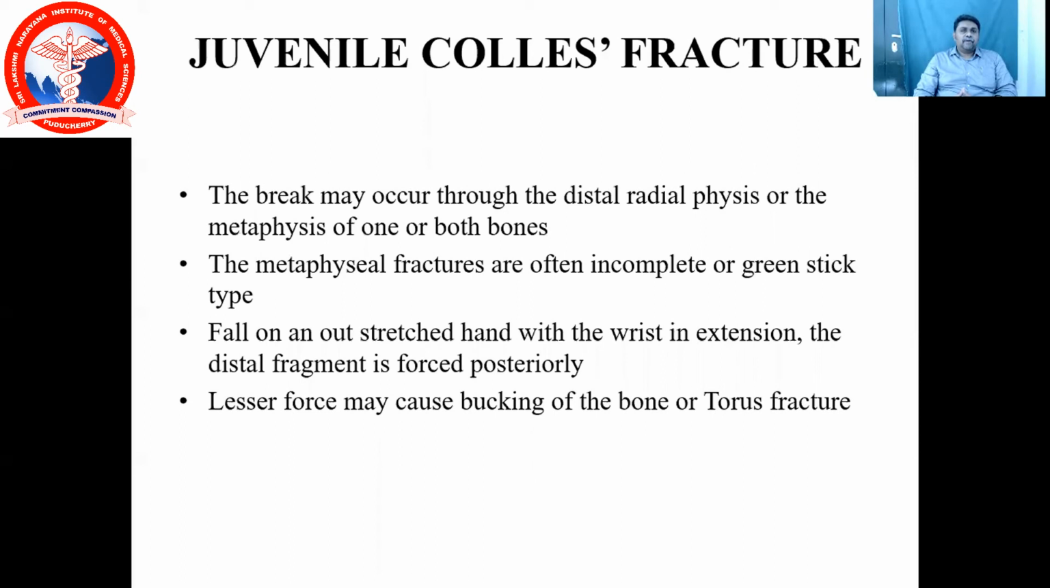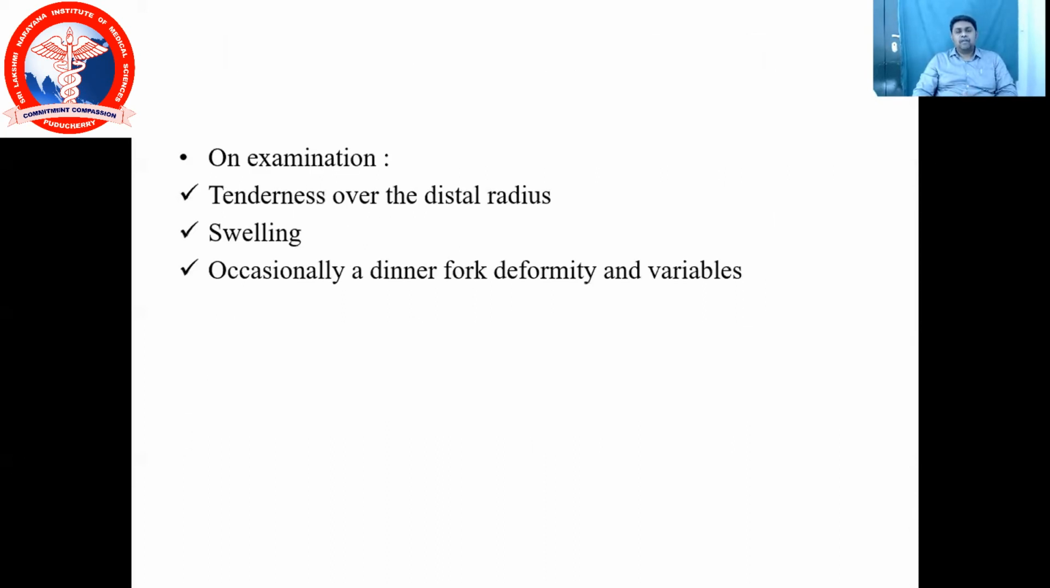Next type of fracture we are going to see is the juvenile Colles fracture. Juvenile Colles fracture occurs in children where the epiphysis does not close. In this type of fracture, the fracture line passes through the epiphysis of the distal radius or sometimes through the metaphysis of the distal radius. This causes the juvenile Colles fracture. The same mechanism, fall on outstretched hand with wrist in extension, the distal fragment is forced posteriorly. Lesser force may cause buckling of the bone or torus fracture, sometimes a greenstick fracture where one cortex is fractured whereas the other cortex is intact.